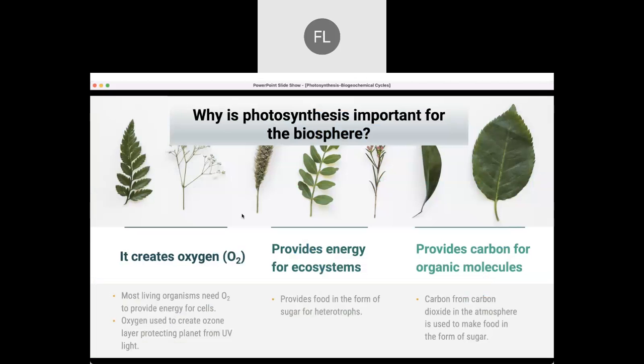Now, why is photosynthesis so important for the biosphere? First of all, take a second and think about what the term biosphere means. We haven't actually talked about that term yet.